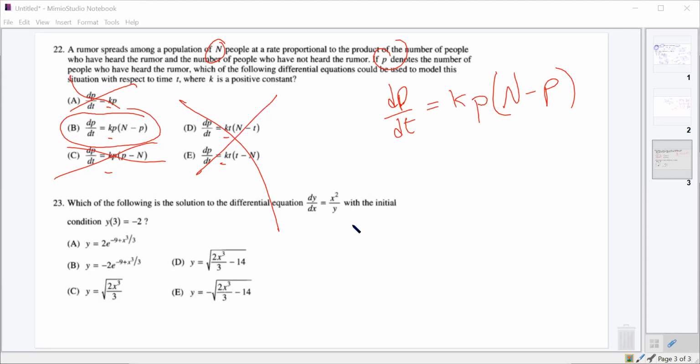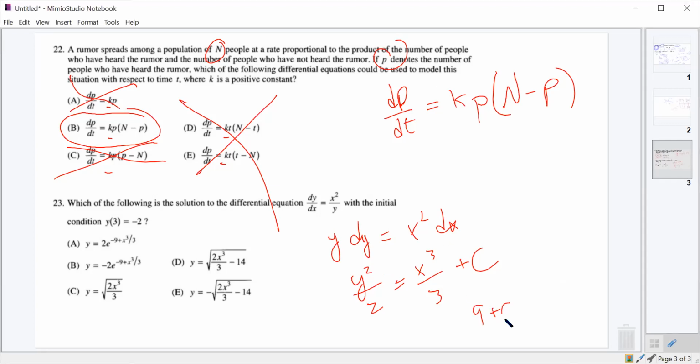All right, 23, we just need to separate our variables. y dy equals x squared dx. y squared over 2 equals x cubed over 3 plus our constant. And then our initial condition is that y of 3 is -2. So when we plug in 3 for x, we should get 9 plus c. And we plug in -2 for y, we should get 2 over here. So our constant should be -7. So we end up with y squared over 2 equals x cubed over 3 minus 7.